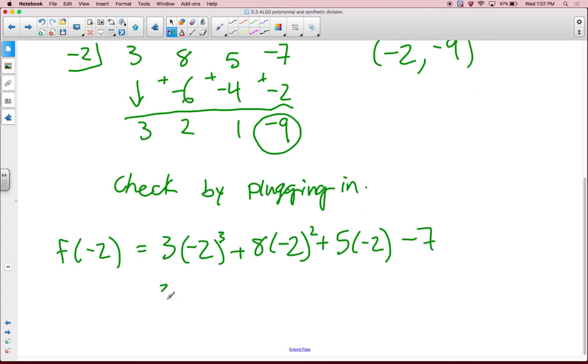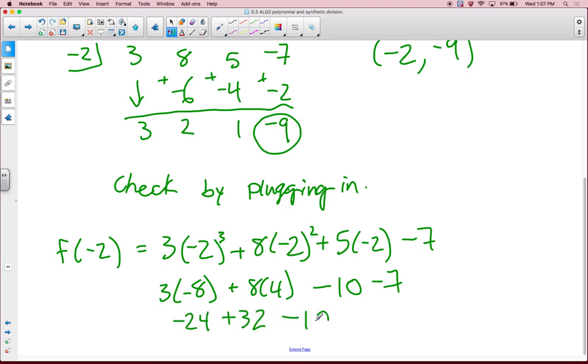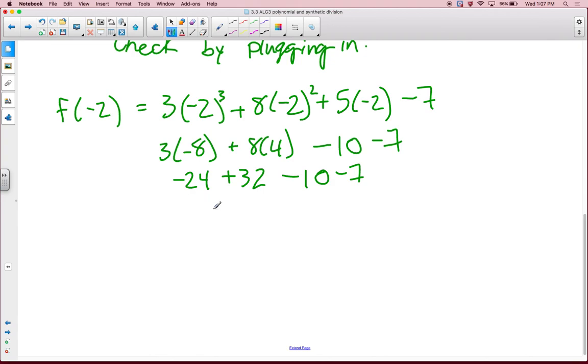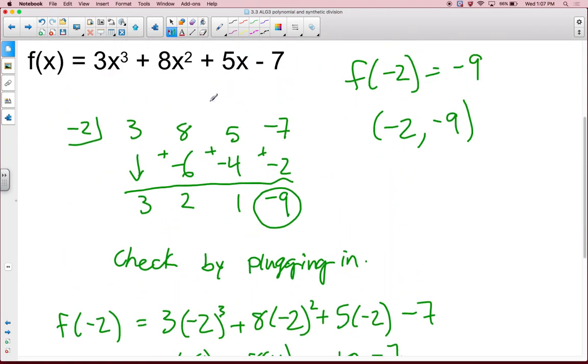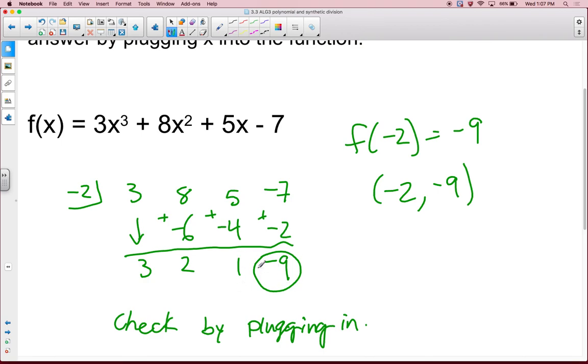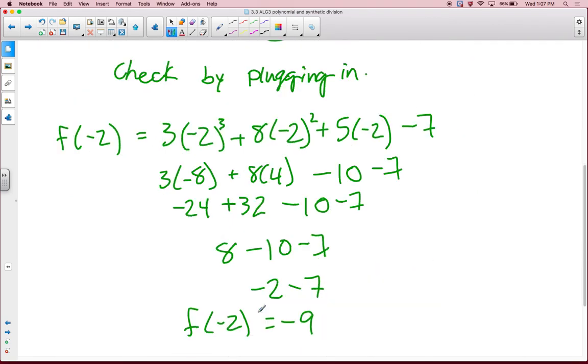Okay, let's see what we get here. We have 3 times -8. We have plus 8 times 4, a minus 10, a minus 7. This is a -24 plus 32, minus 10 minus 7. Okay. 32 minus 24 is a 8, minus 10 minus 7. -2 minus 7 is a -9. So we just proved that we got the same answer by plugging in or using synthetic division, which is a lot simpler and faster. Okay?